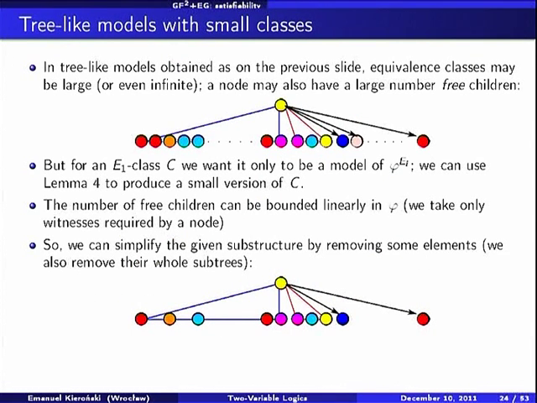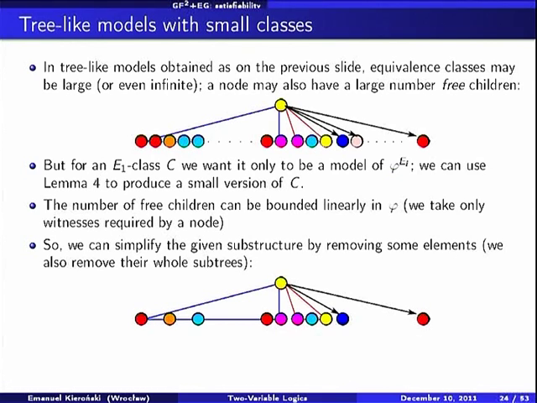Okay, so the problem now is that those classes in the original model and in its tree unraveling could be very large or even infinite. Yes, for example, we may have the following situation in the original model: the blue class may contain, I'll say, an infinite number of elements, as in this picture.